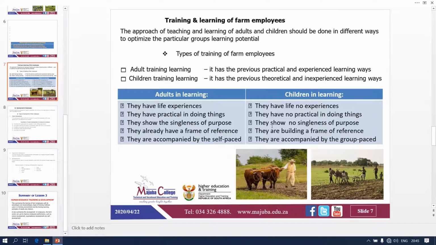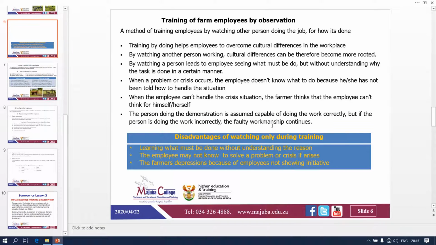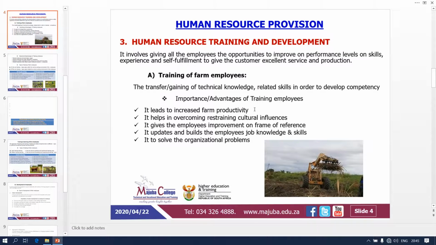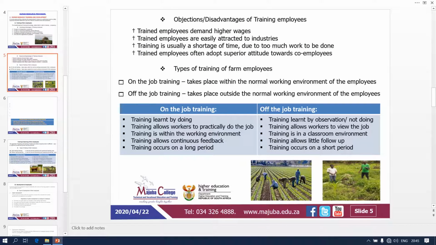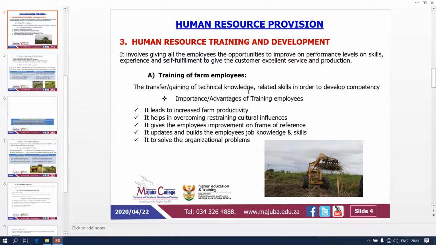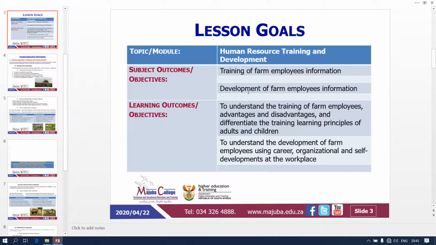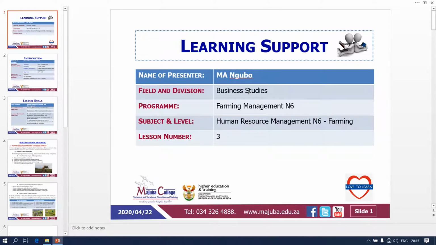Okay, we're moving to check the principles in terms of adult learning and children learning. And we also moved to training the farm employees by observation, which is not a good idea. This is what's going to happen in terms of training by watching, which can give these advantages. And also we looked at the types of training that you can offer, which is off the job and on the job. And then we looked at the disadvantages of training people in the farm. We also looked at advantages of training people in the farm, which mostly you must have, even though it does not support you fully, but you must have.